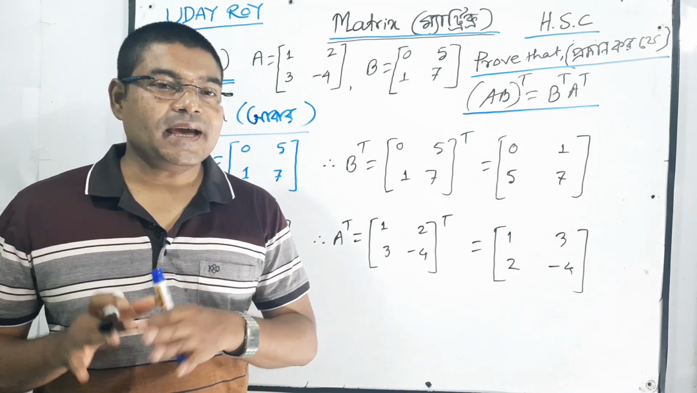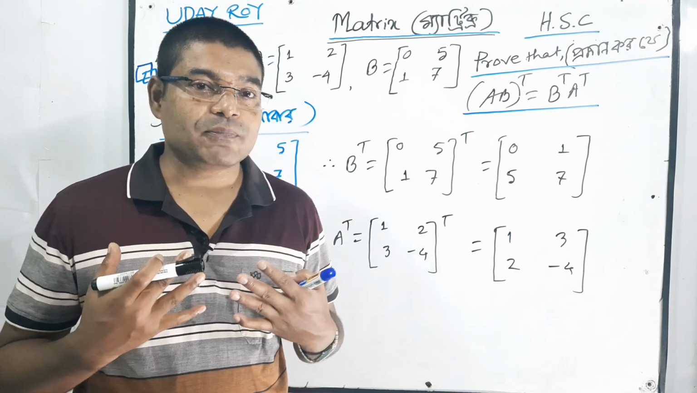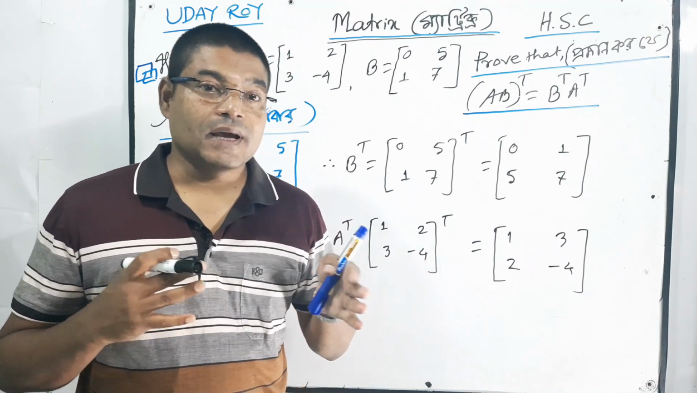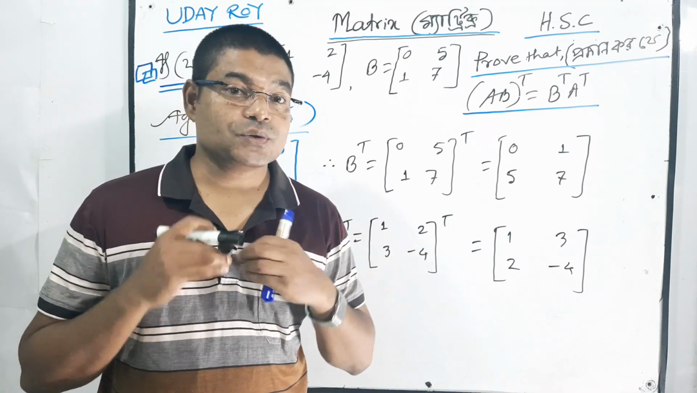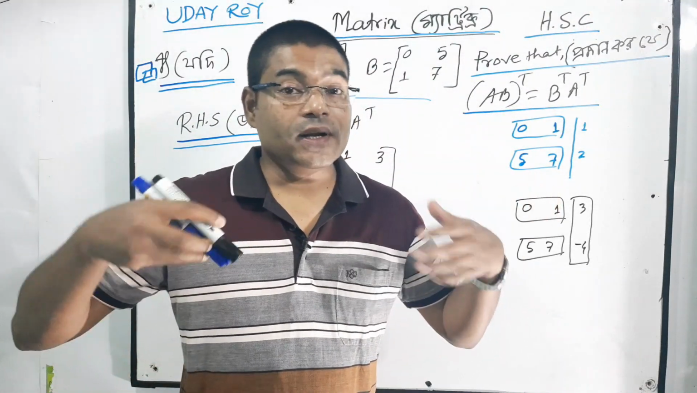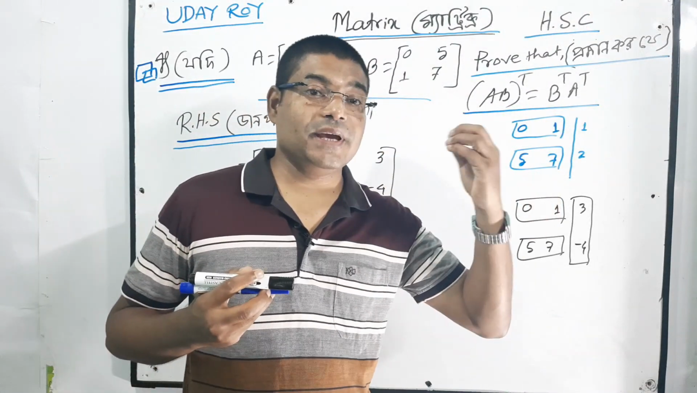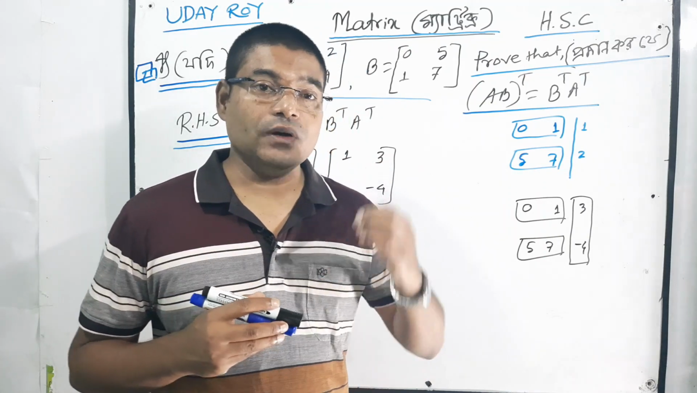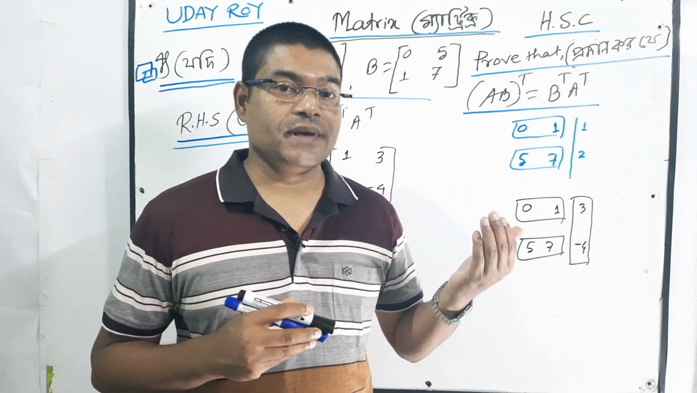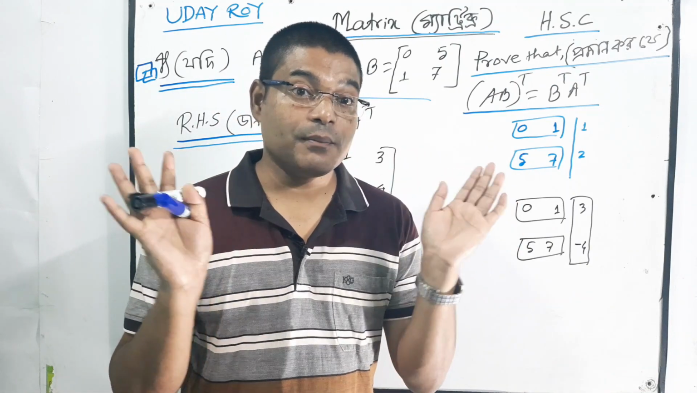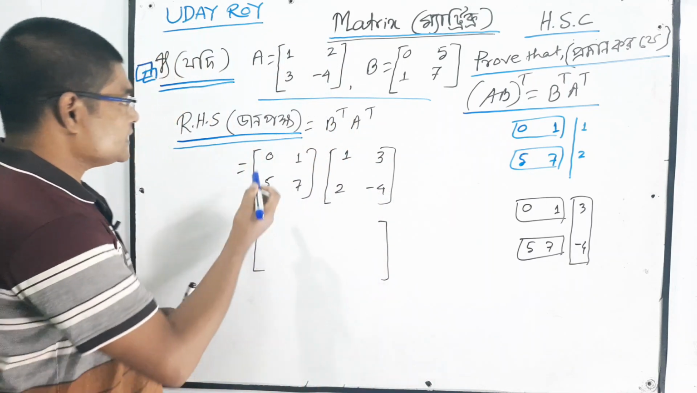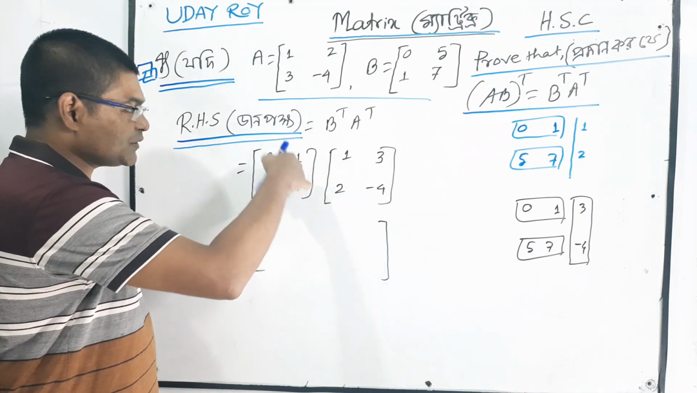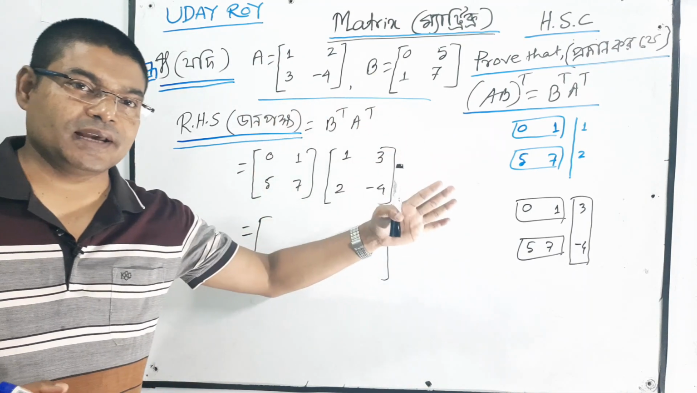We have got the transpose of A and the transpose of B. Now we have to find out the transpose of B into the transpose of A. Come back, already we have got the transpose of B and the transpose of A. Now we will multiply them. You have to multiply the two. Here is the transpose of B, the transpose of A. What is the system?